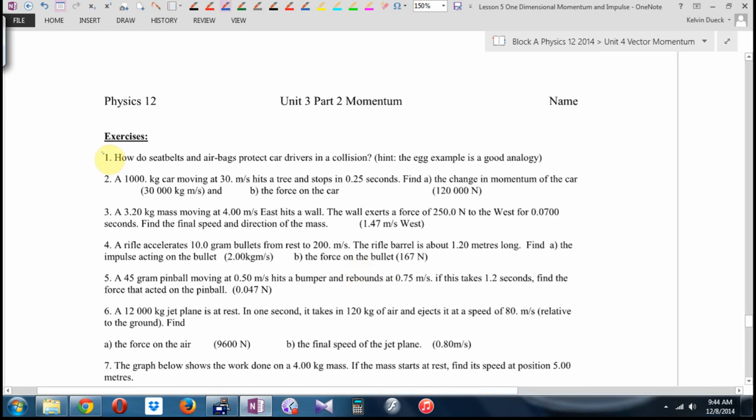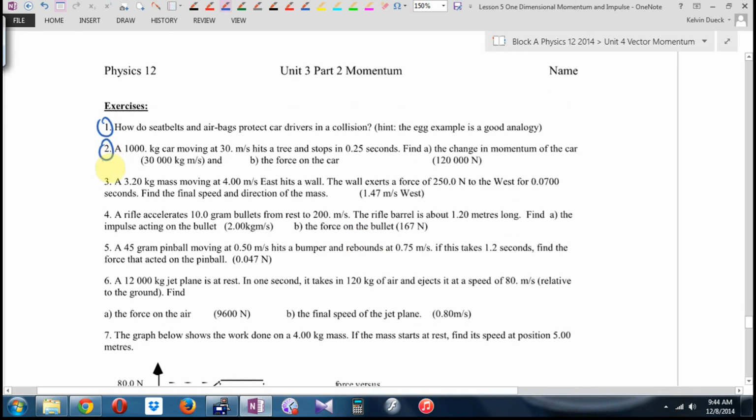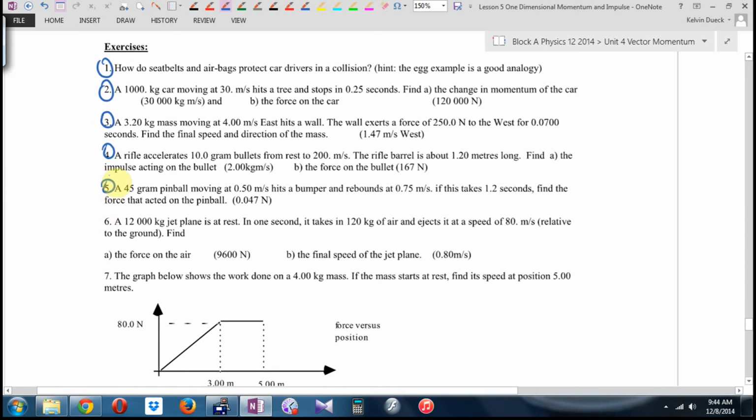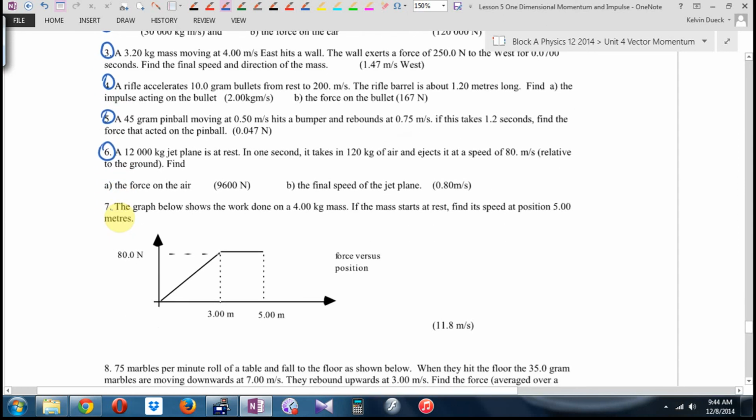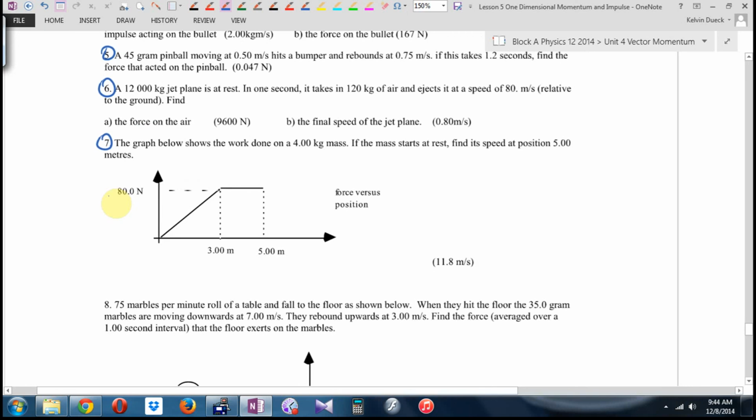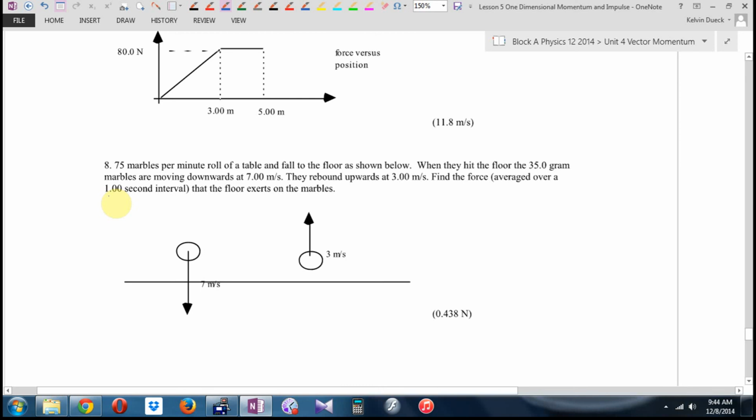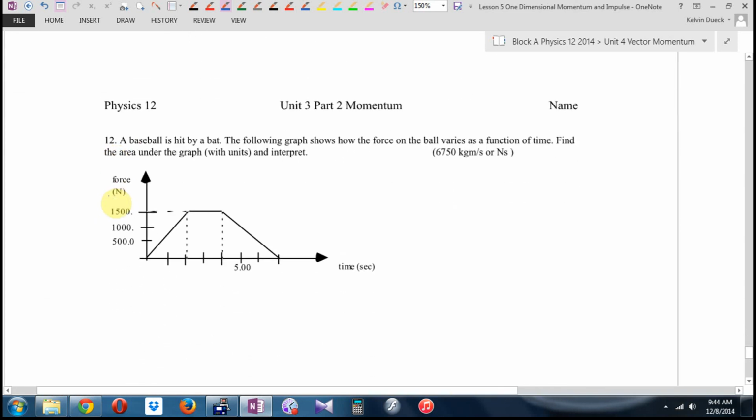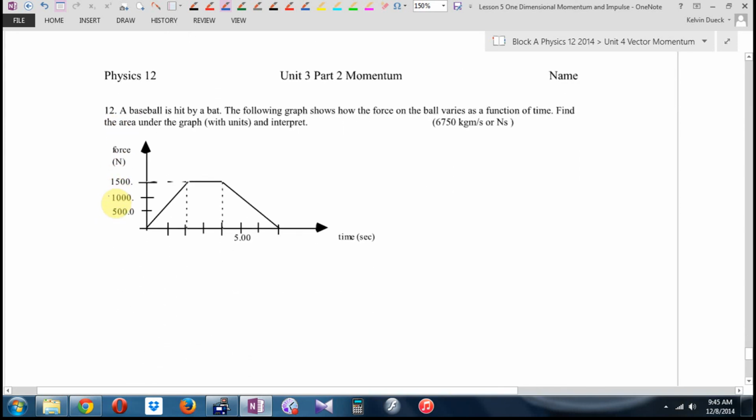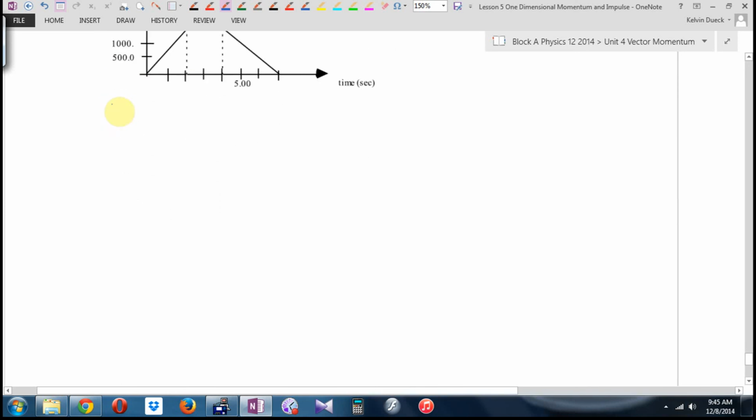But for now, number 1, 2, 3 is good, 4 is good, 5 is good, 6 is good, 7 is good, although that's a review of last unit, but I'm trying to remember. I think number 8 I liked, but I don't think I agreed with the answers, so I'm going to skip number 8 right now. 12 is good. I guess that's it.